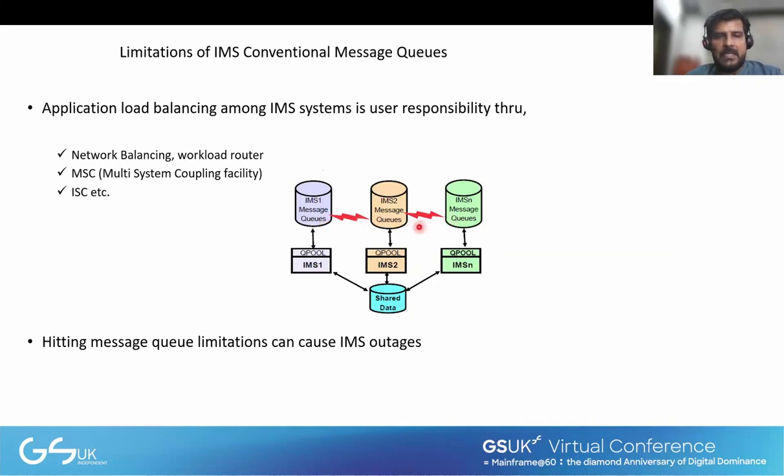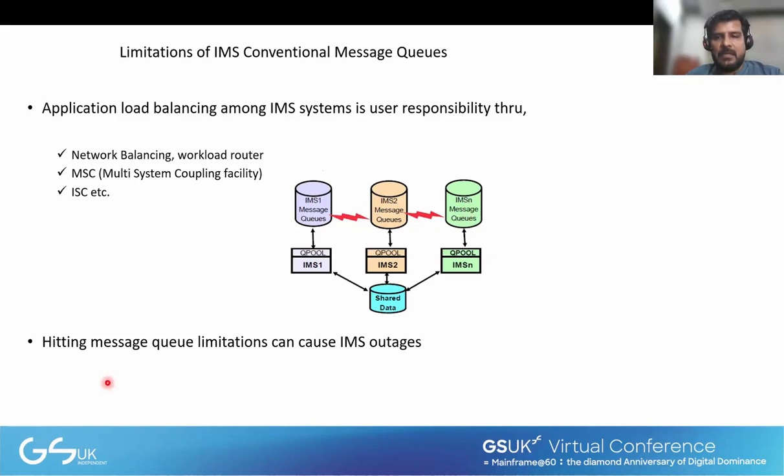For workload balancing, a user can configure MSC links, which is multi-system coupling facility, or set up ISC connections between these IMS systems. Both approaches can get quite complex when the number of IMS systems grows. Also, the complexity of maintaining such a system increases as the number of IMSs increases.